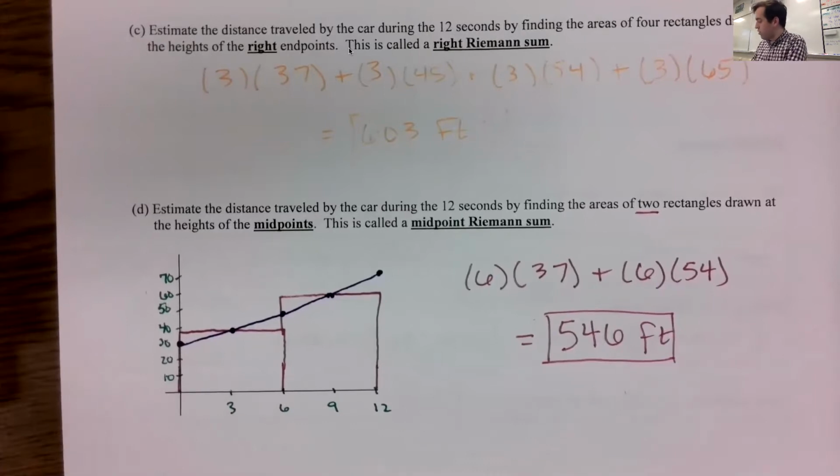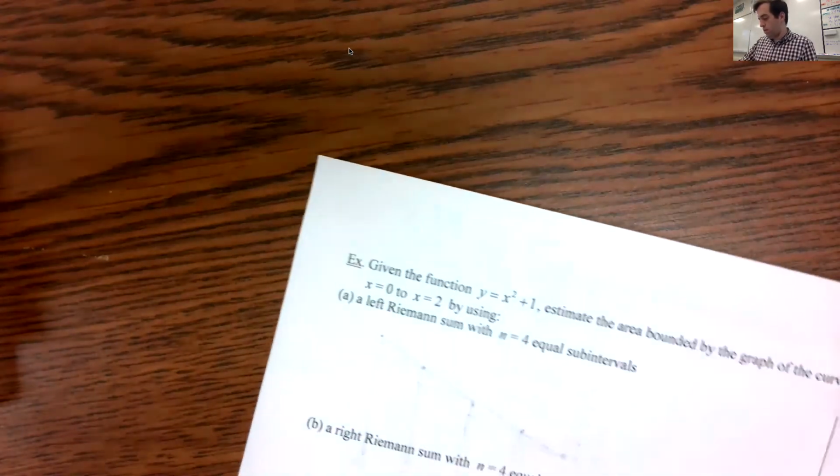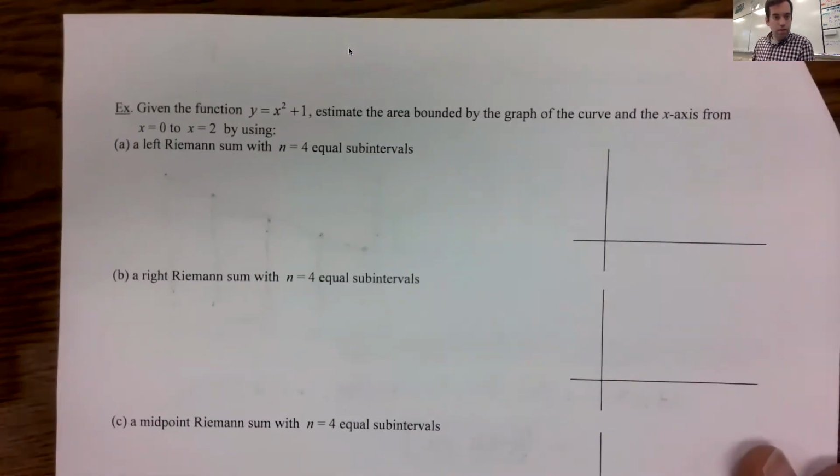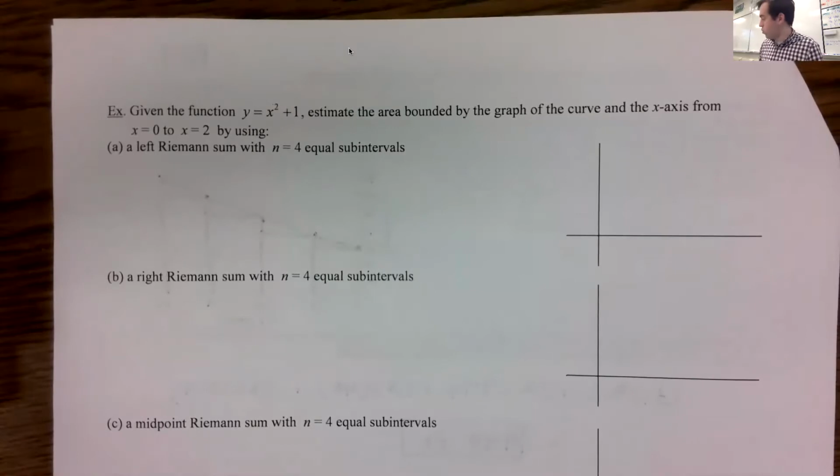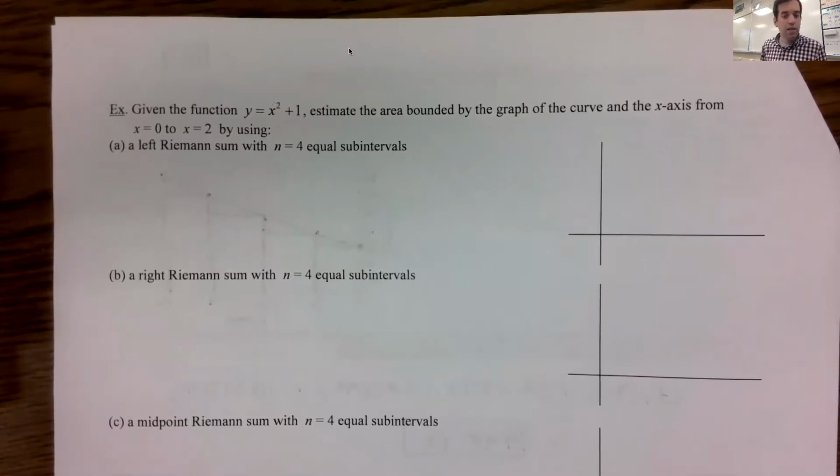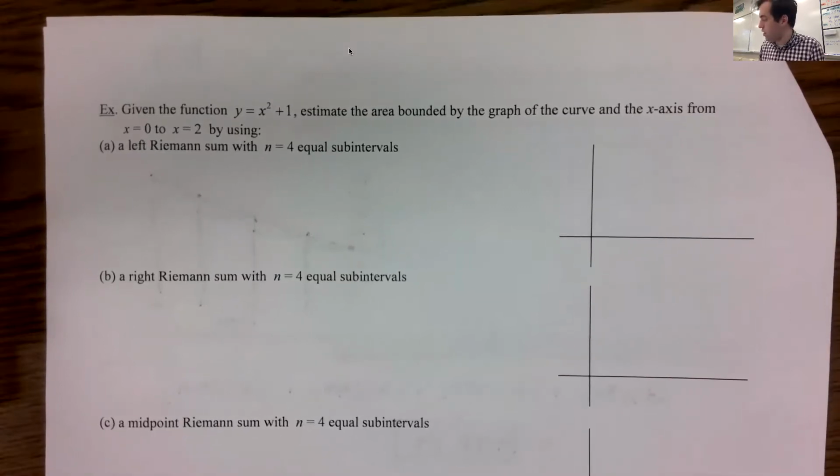All right, so that's how you do a Riemann sum. Now let's try doing a Riemann sum with an actual function. Given the function y equals x squared plus 1, estimate the area bounded by the graph of the curve and the x-axis from x equals 0 to x equals 2 using a left Riemann sum with n equals 4 equal subintervals. All right, so let's see what we got.